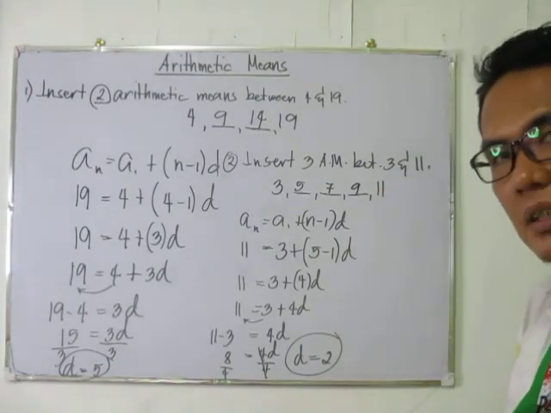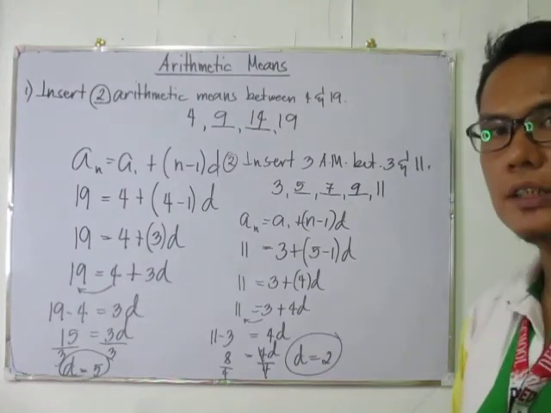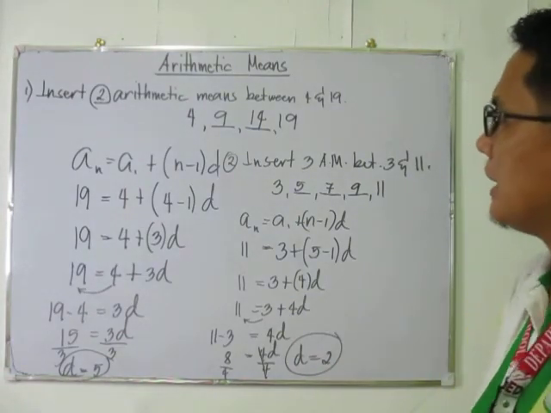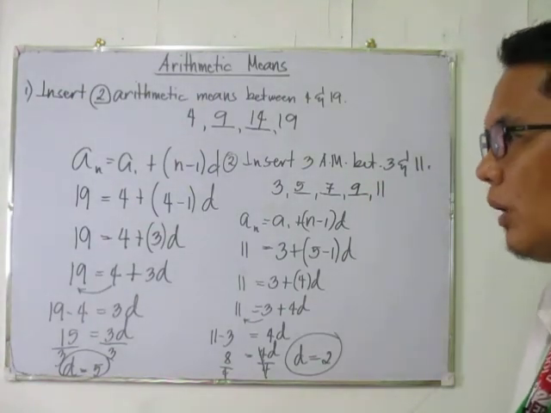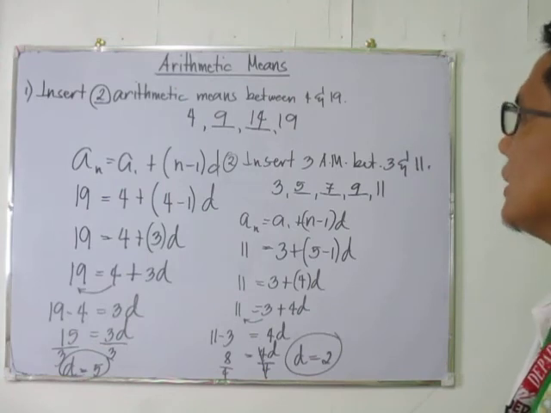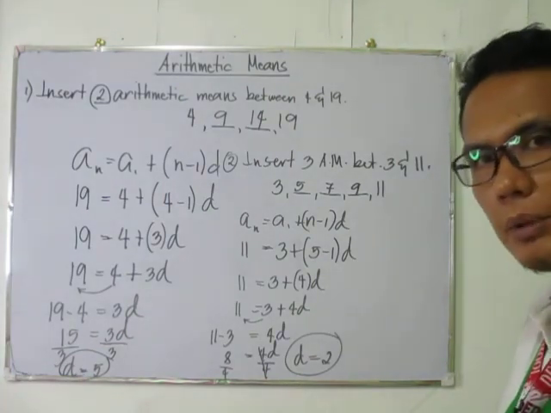So that is very easy, finding the common difference. Just remember always, the formula is a sub n is equal to a sub 1 plus the quantity n minus 1 times d. So that's how easy it is to solve for the arithmetic means.